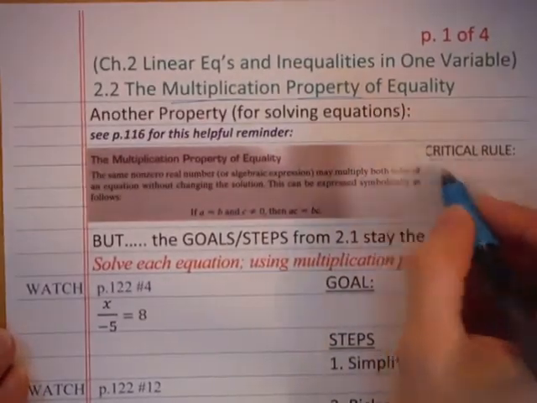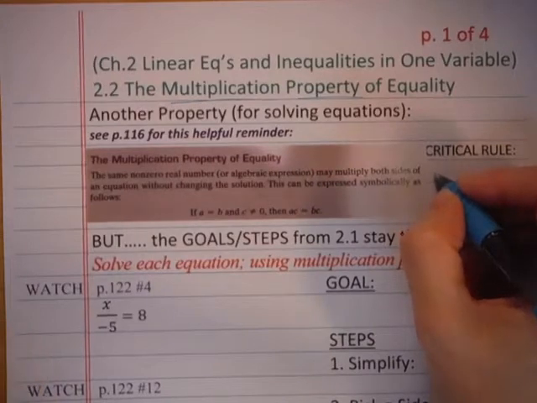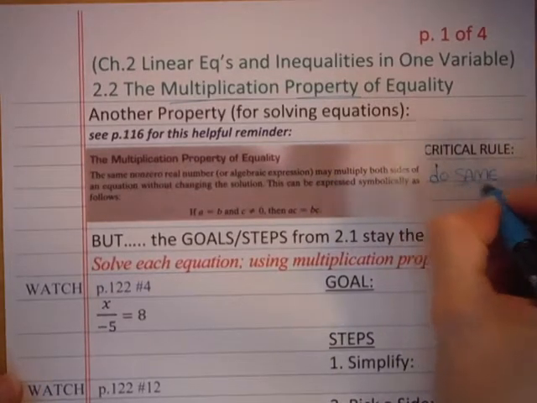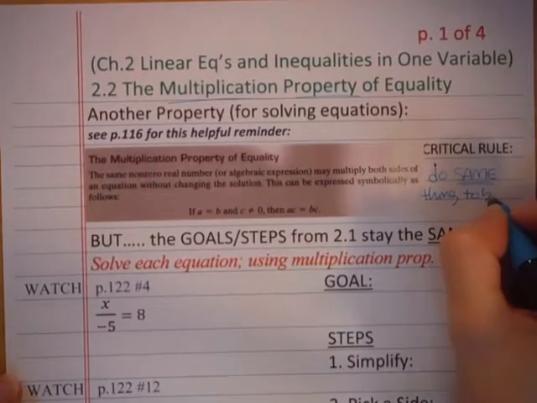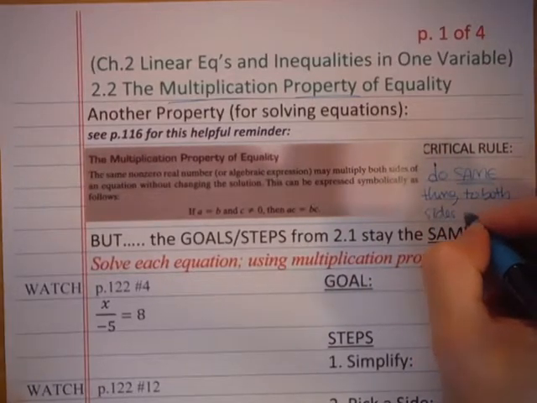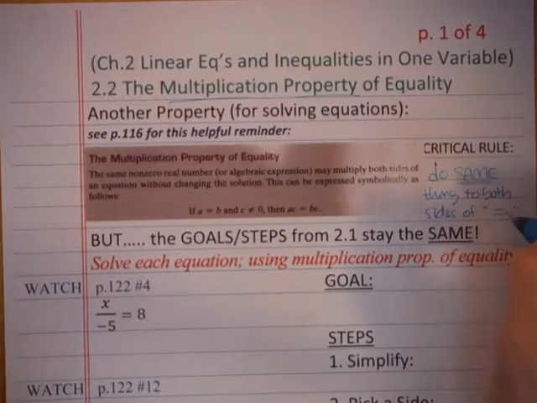The critical rule for solving equations is going to stay the same, that whatever you do to one side of the equal sign you need to do to the other, or another way to say that is you always do the same thing to both sides of the equal sign. Whether you're adding something to both sides, multiplying something on both sides, dividing, subtracting, we're going to do the same thing to both sides of the equal sign.